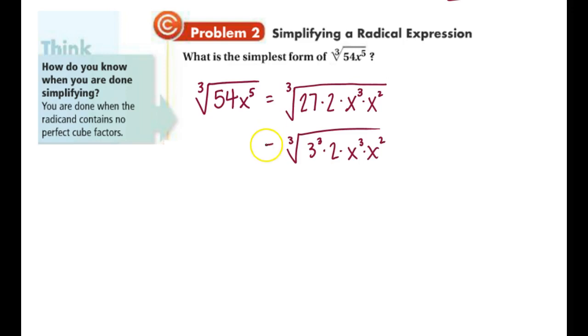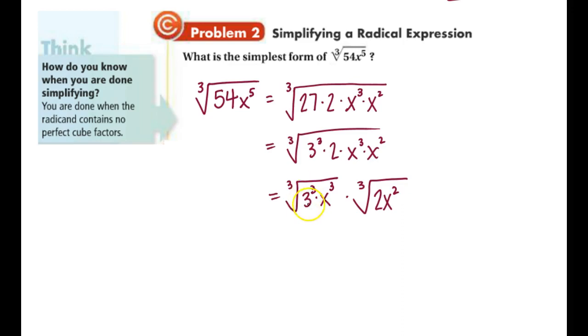From there, I would like to rewrite this radical as the product of 2 radicals. So in the first radical, I'm just going to put everything that's a perfect cube. So 3 cubed times x cubed, because that's the part that I can bring out of the radical. The remaining part, 2x squared, will not be able to be reduced. So I'm going to keep that over in the right side.